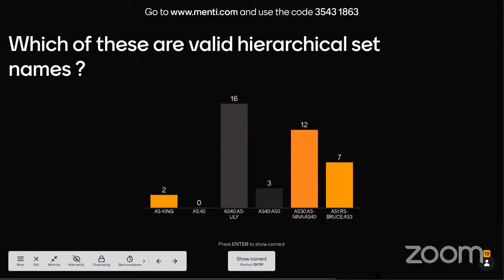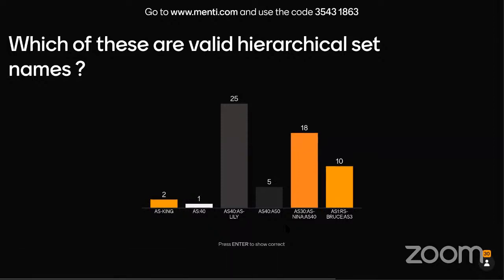Okay, people are still voting. I think you can show the answer and explain. So let's look at it together because it's a bit tricky to wrap your head around. AS-King is an AS set, but it's not a hierarchical set. Like I said, anyone can create that.